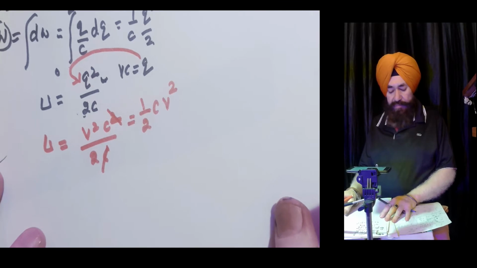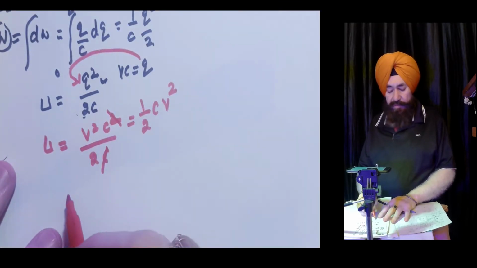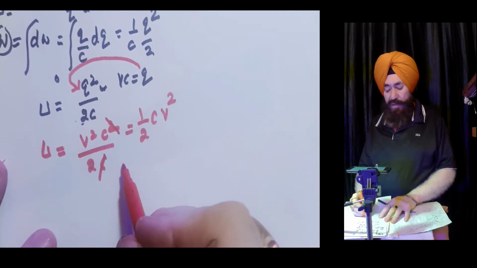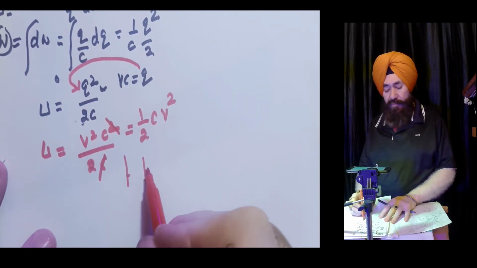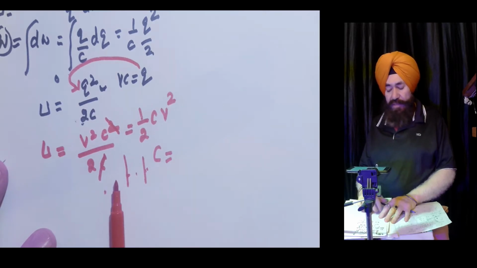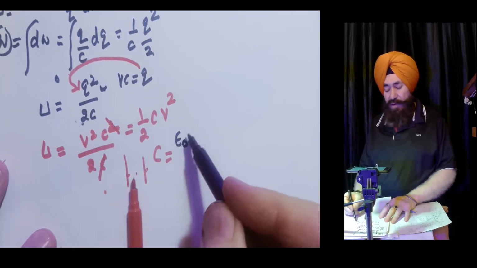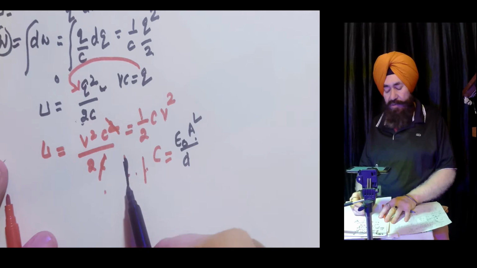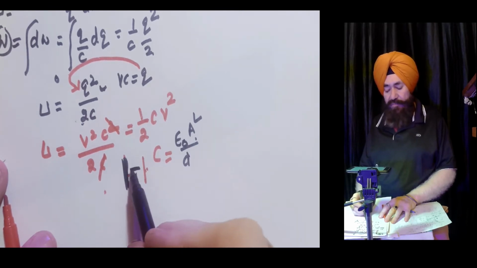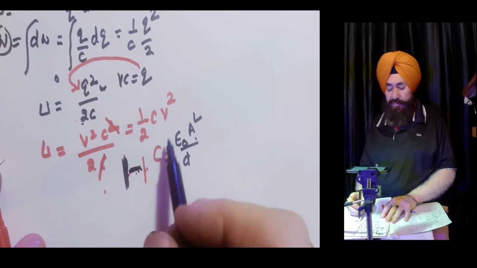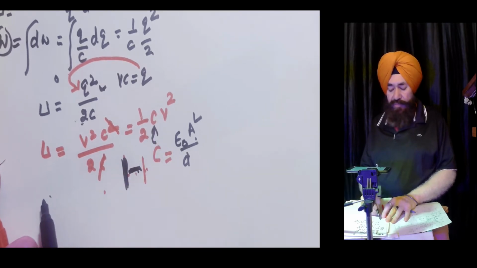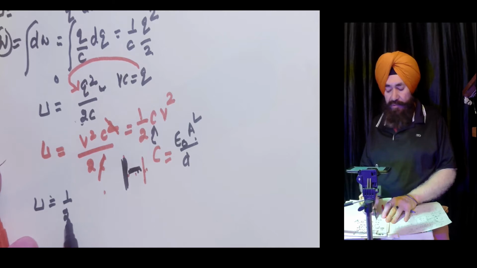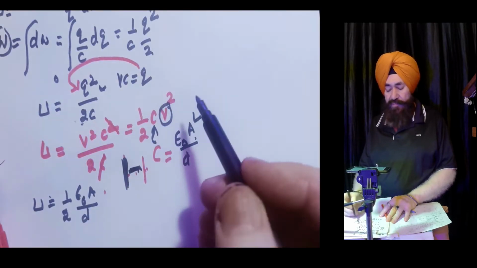Now I am coming to a parallel plate capacitor. What is the formula of the capacitance? It is epsilon naught A by D. A is the area of cross section of this electrode, this plate, and D is the separation between the two. Substituting C here, the energy becomes half epsilon naught A by D.